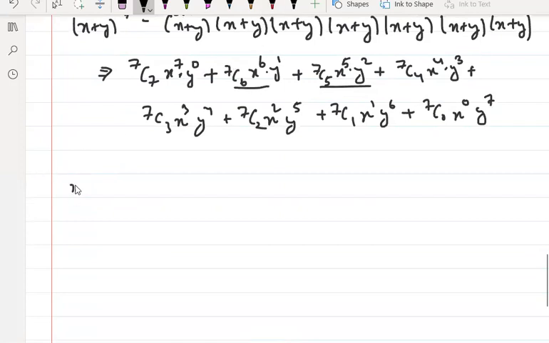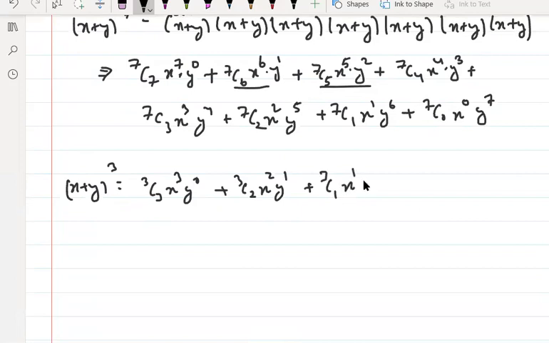If you think about this, x plus y whole cube, just think about this formula only. So n is 3. 3c3 x to the power 3 y to the power 0 plus 3c2 x to the power 2 y to the power 1 plus 3c1 x to the power 1 y to the power 2 plus 3c0 x to power 0 y to power 3, right? This will be x plus y to power 3, 4 terms. Yes or no, guys?